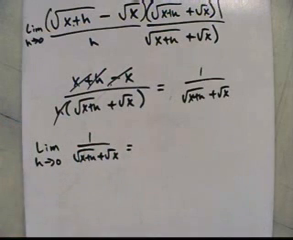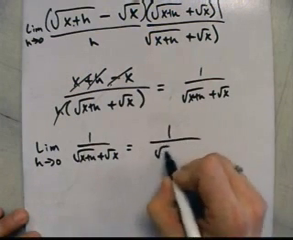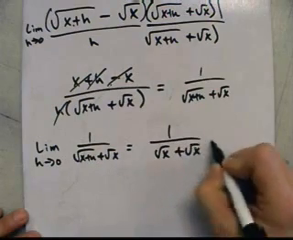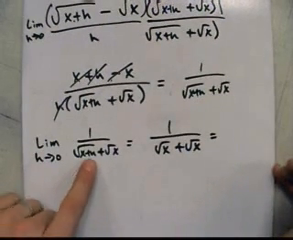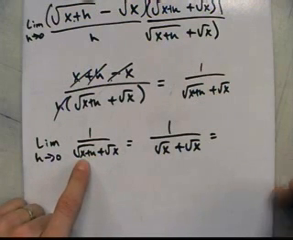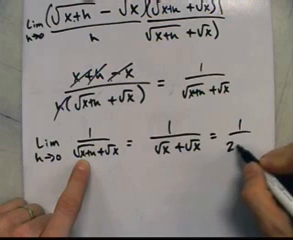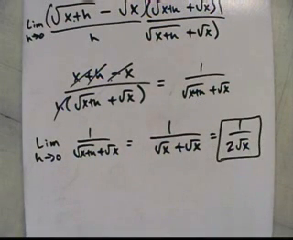Okay? Well, now I can just do direct substitution. Now I can just plug in a 0 for h. So if I plug in a 0 for h, I end up getting 1 over the square root of x plus the square root of x. Everybody okay with that? Because that's going to be a 0 for my h, so it's just going to be a regular square root of x. Well, I'll just add those together. So I get 1 over 2 times the square root of x.